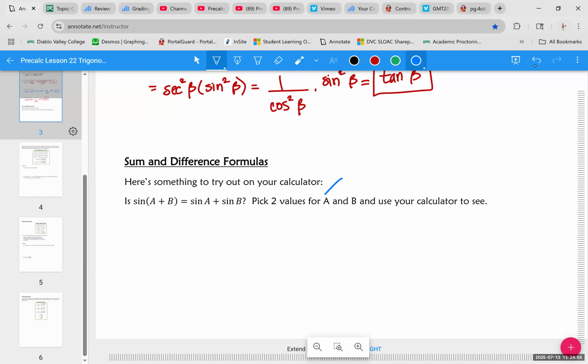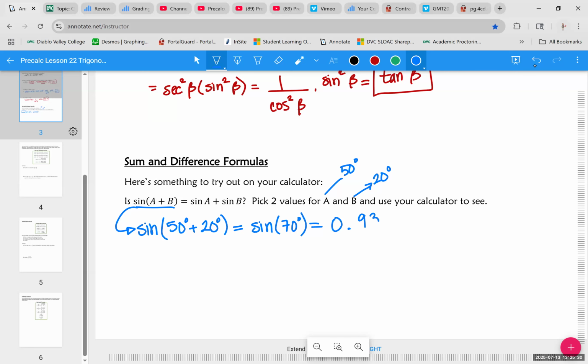So let's say we made A 50 degrees and B 20 degrees, just randomly picked a couple of things. We're going to first use our calculator to compute the sine of A plus B. That means we add A plus B together, and then find the sine of that. So that would be the sine of 70 degrees. Make sure I'm in degree mode. Find the sine of 70, and I get 0.9397-ish, rounding to the nearest fourth decimal place.